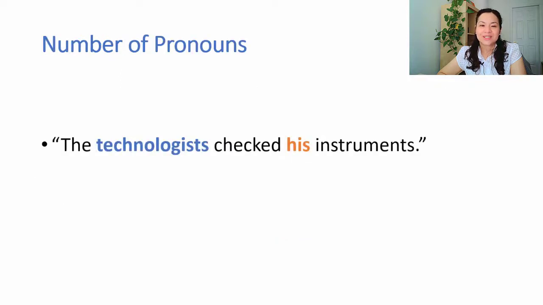The technologists checked his instruments. In this example, the antecedent technologists is plural, but the pronoun used is singular, his. The correct sentence is, the technologists checked their instruments. Now, the pronouns agree in terms of number.